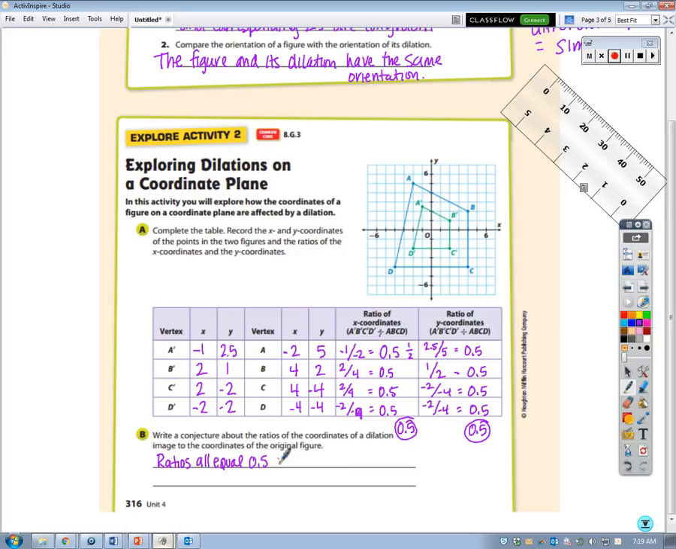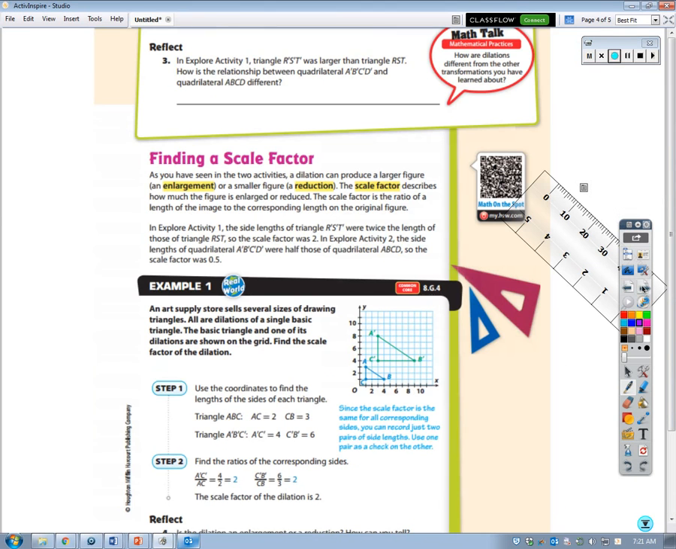So the ratios all equal 0.5, which means the ratios are proportional. Okay, so if I summarize what we have explored so far, we have proportional side lengths, we have proportional distances from the center of dilation, and we have proportional ratios of coordinates. So the big thing is that dilations should be proportional, right?